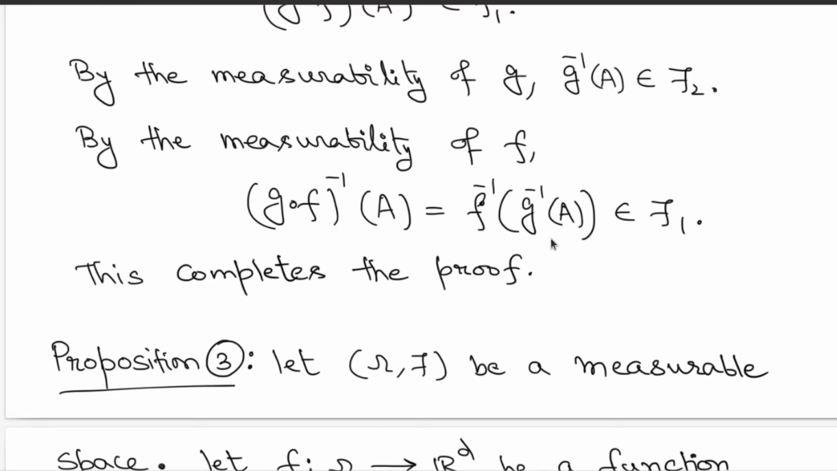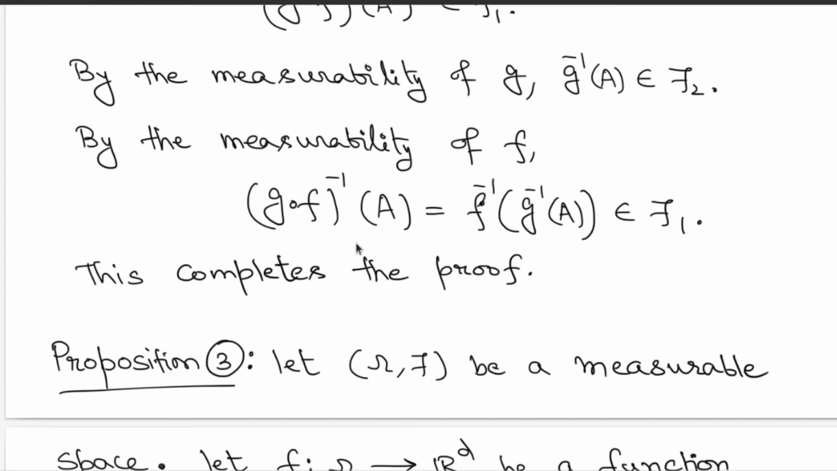So f goes from omega 1 to omega 2. Now you will take any set from the range side which is in script F2. So you can look at this set g inverse of A. If you look at the pre-image of that set under f, that should land up in script F1 as per the measurability of f.